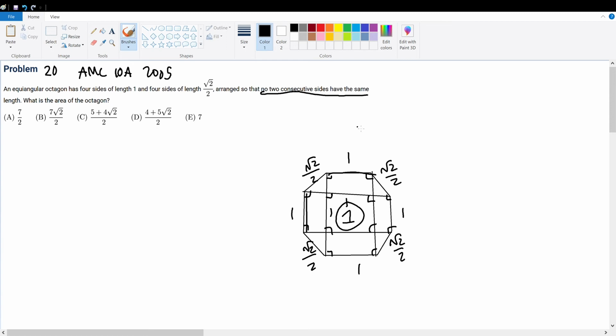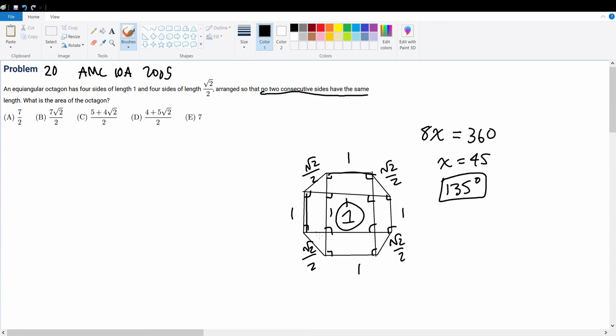So, we know that the exterior angles of any shape sum to 360 degrees. Since this is an octagon, it'll have 8 exterior angles summing to 360 degrees. Hence, one exterior angle of this octagon will be equal to 45 degrees. Hence, the interior angle will be 135 degrees. And since this is an equal angular octagon, all of them will have 135 degrees.